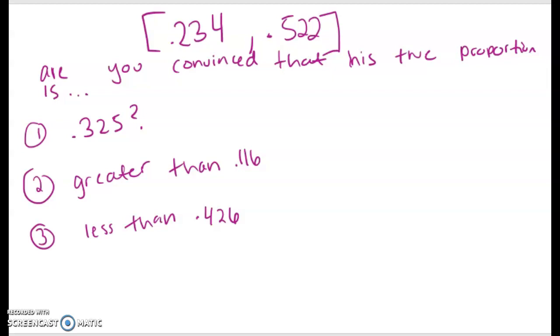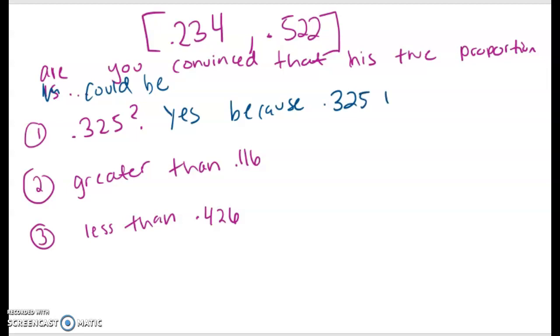Okay, so if it's 0.325, what you have to do is look inside the confidence interval and see if 0.325 is inside the confidence interval. So instead of "is," let's change this to "could be," because we don't know exactly what the value is, but we think it's somewhere in between this interval. So are we convinced that his true proportion could be 0.325? I'd say yes, because 0.325 is within the interval.